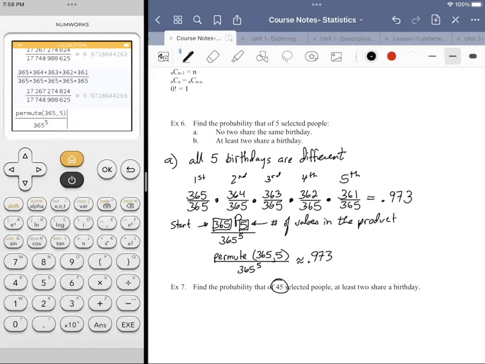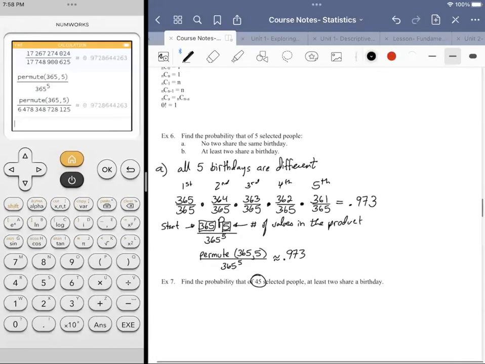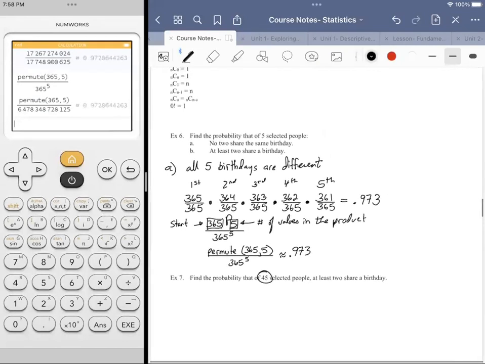But for the next one, we see where it's 45 people selected at random. That's going to make things a little bit dicey in terms of just straight multiplication. So in that instance, you're going to want to use the permutation. But you could see in every case, it gives you the same answer, 0.973. So that was part A.